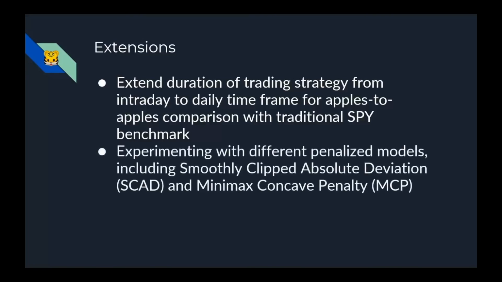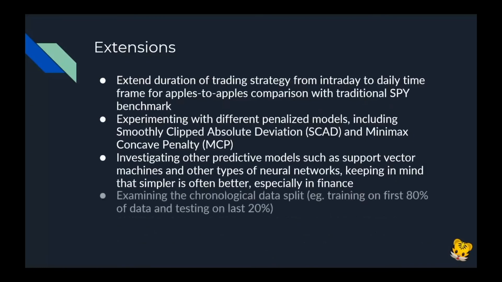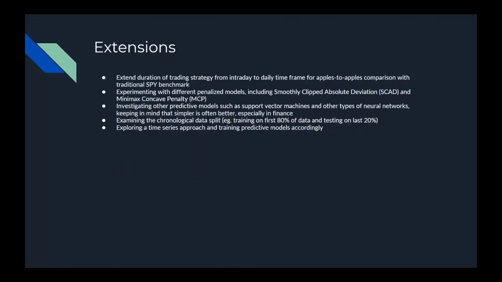And then I could do some other things as well. For example, I could try using different penalty parameters. I could try using different types of more complicated models with the expectation that simpler tends to perform better. There's a lot of extensions that I could do.